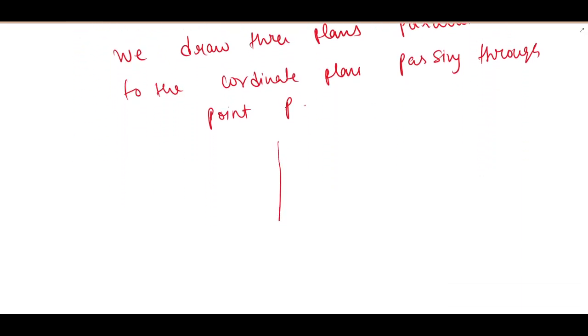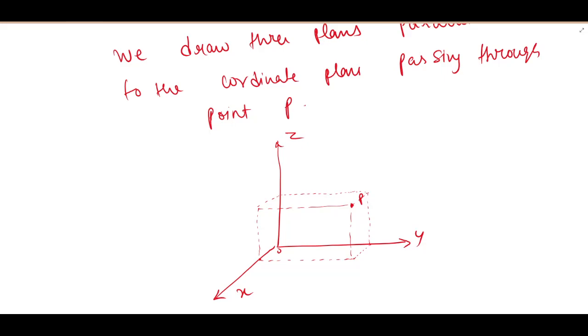Therefore, first we make a rectangular coordinate system x, y, z, and then we plot point P. Then we make parallel planes passing through point P. So this is a plane which is parallel to the YOZ plane, this is a plane which is parallel to the XOY plane, and last this is a plane which is parallel to the XOZ plane, and all these planes intersect the X, Y, and Z axes at points A, B, and C.